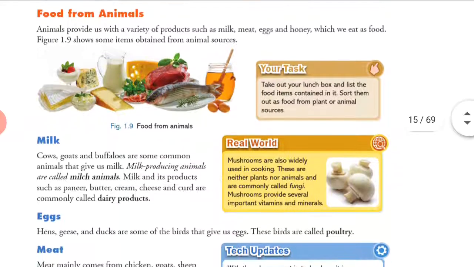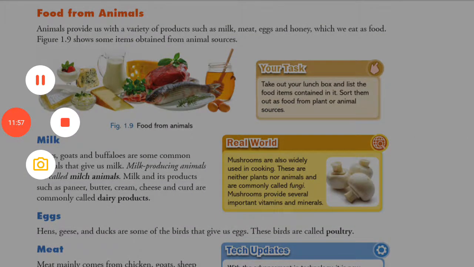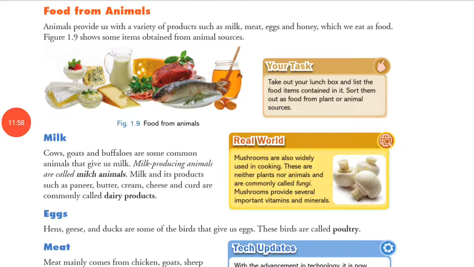Now food from animals. Animals provide us with a variety of products such as milk, meat, eggs, and honey, which we eat as food. In the figure, some food items are shown over there. Those are obtained from animal sources.